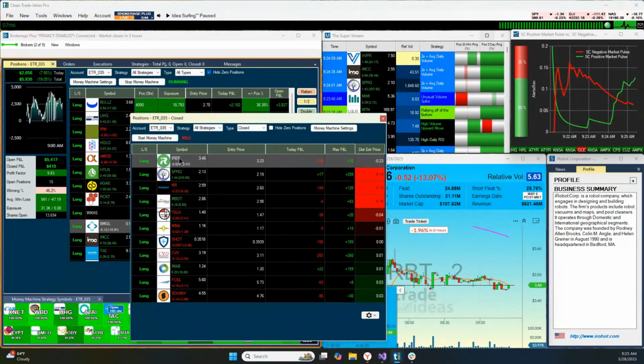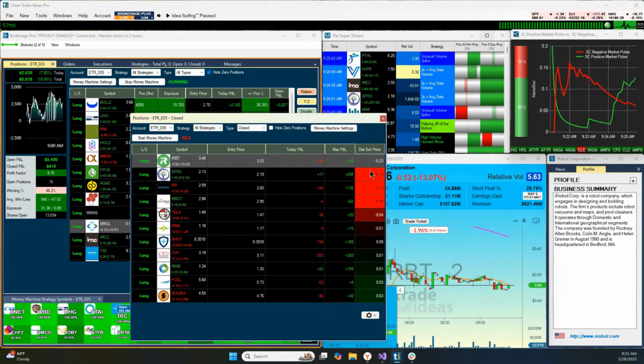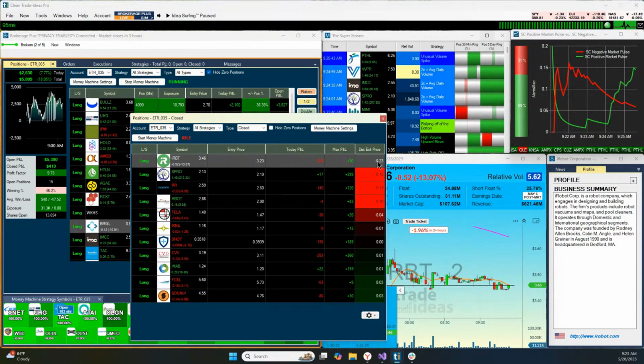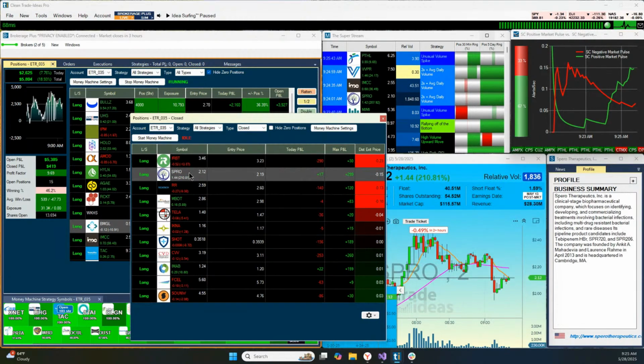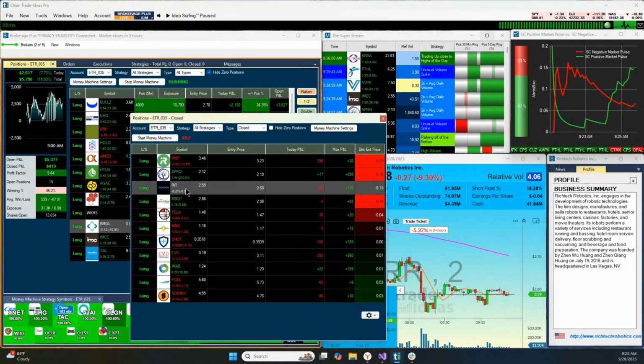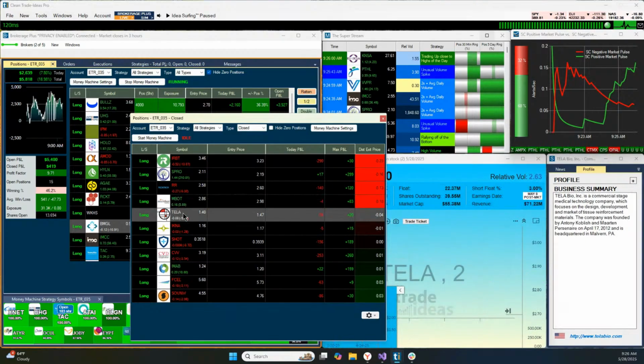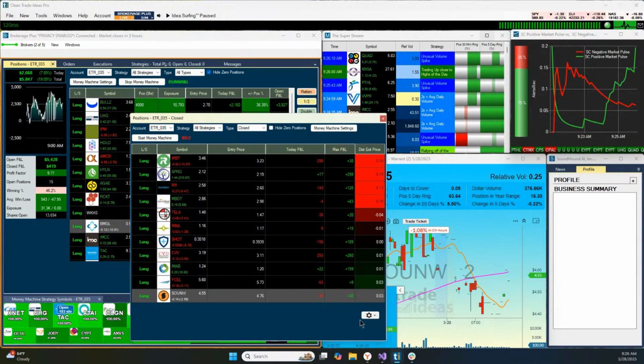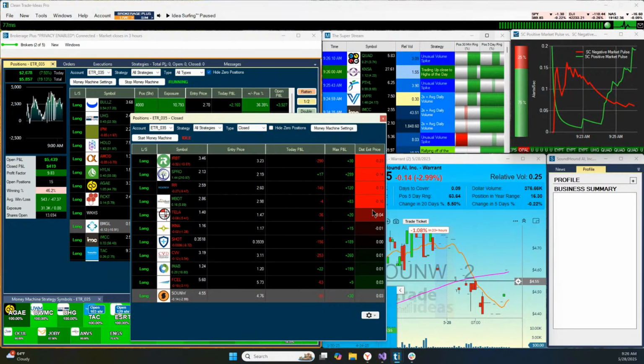IRBT. I was in this one and I exited, and it is 23 cents below my exit, okay? Same thing here. 15 cents below my exit. 13 cents below my exit. And here, the ones where I got out and it went a little bit higher, but only 3 cents. So this tells me I'm doing my overall intuition and how I'm managing the trades is very, very good.